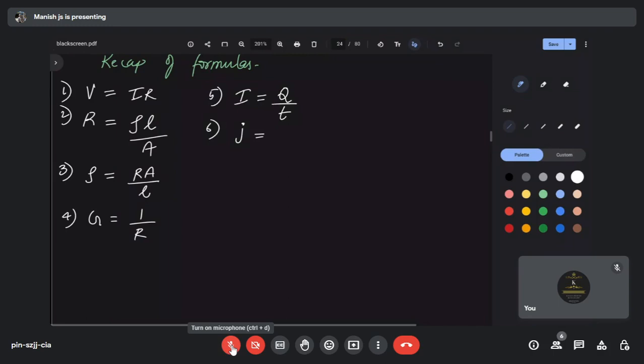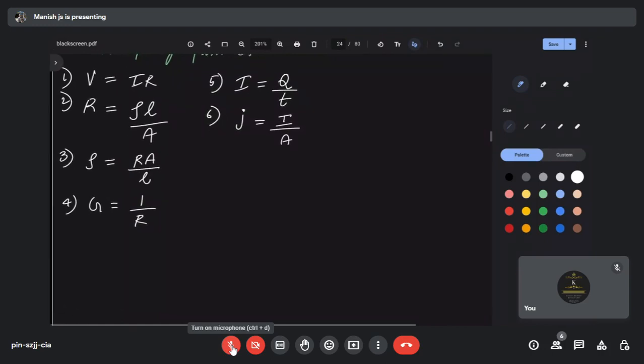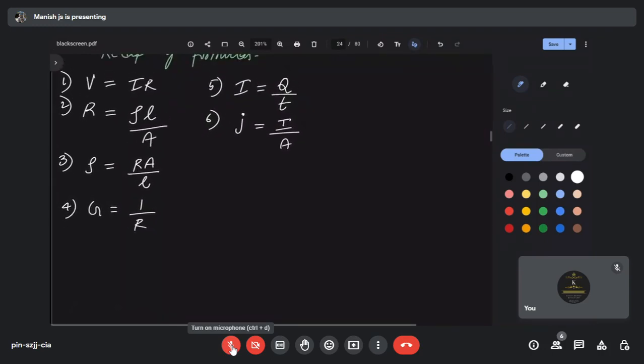Current density, which is given by the letter J. So current flowing per unit area. So it's I upon A. I by A அப்படின்னு சொல்லலாம். So this is one more relationship. Okay. And yeah, so these are the things. So drift velocity formula also is necessary. I think I gave drift velocity also. Do you remember the formula for drift velocity? There are relationships.